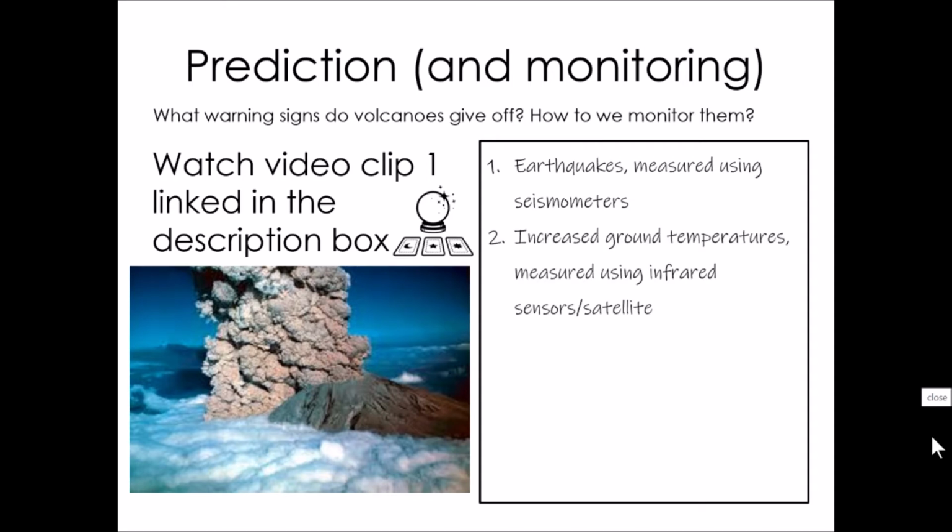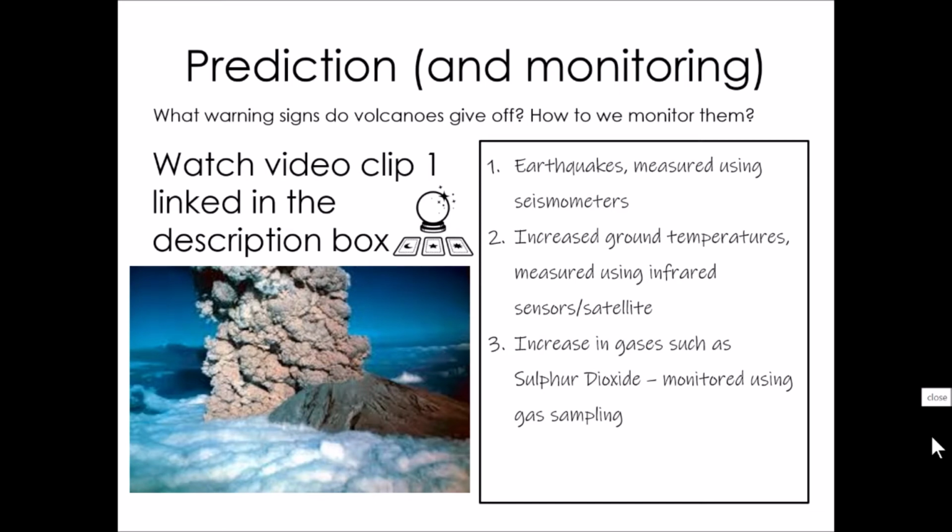The second thing is ground temperature increasing. We measure this using infrared sensors, often on the ground or maybe looking at infrared cameras on satellites. And what that will tell us is as the ground is heating up, then of course magma is getting closer to the surface. We know that magma is thousands of degrees Celsius, so of course it's going to have an impact upon the temperature of the rock around it as it moves closer to that crater.